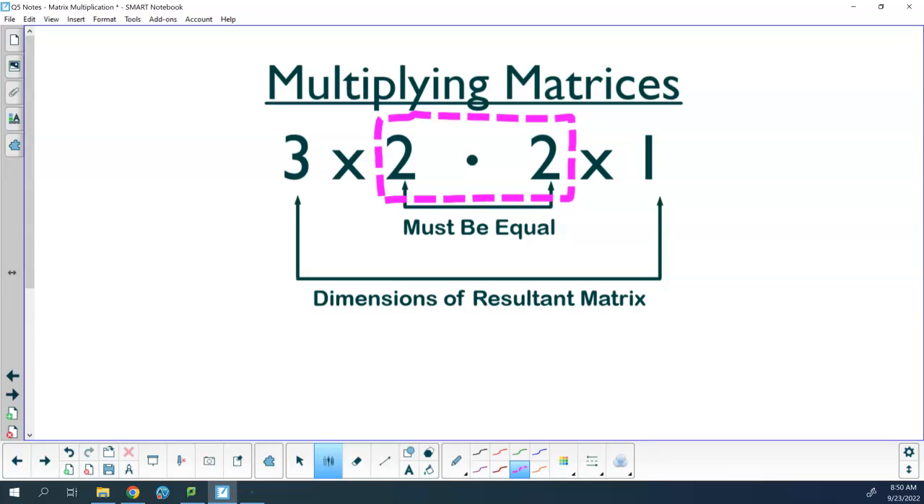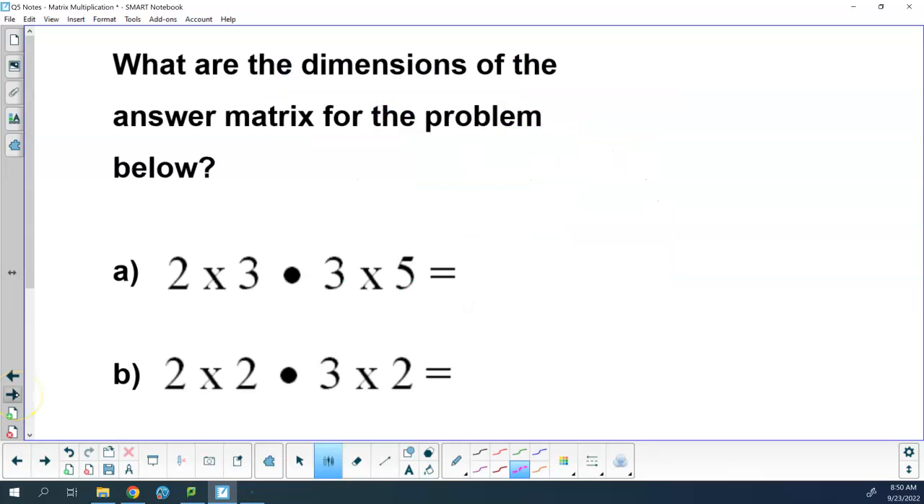Dimensions, so the rows of the left one and the columns of the right one will give you your resulting matrix dimension. Okay? Rows by columns, rows by columns. Columns of one has to match rows of the other, and then the result is the other. Okay? So, looking at these, it says what are the dimensions of the result.